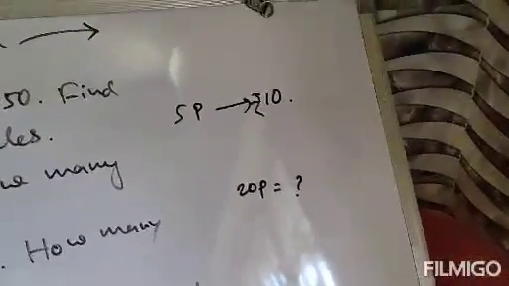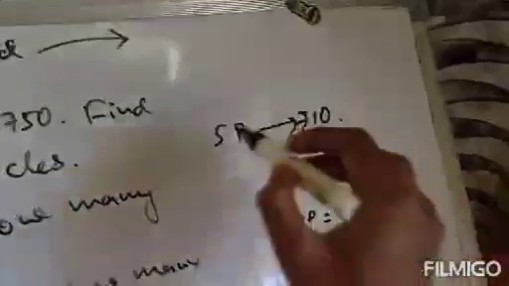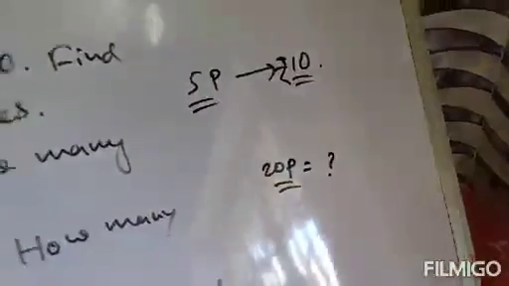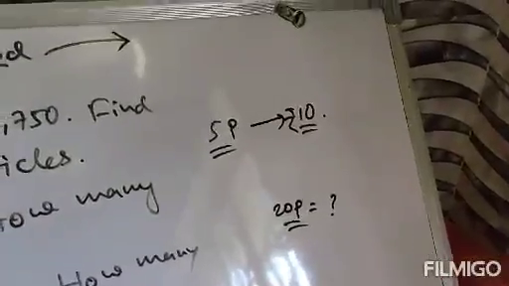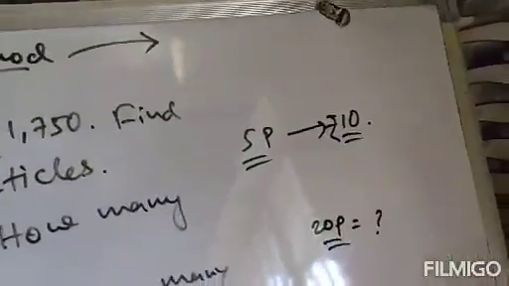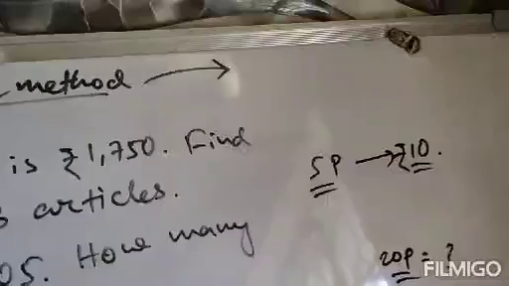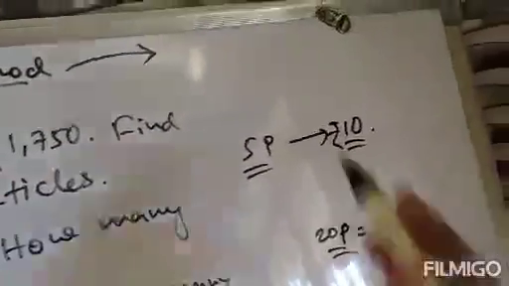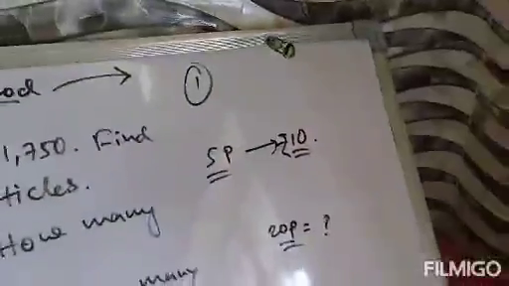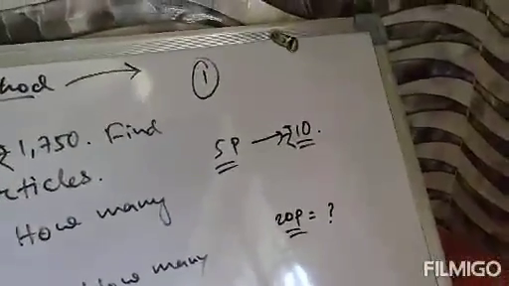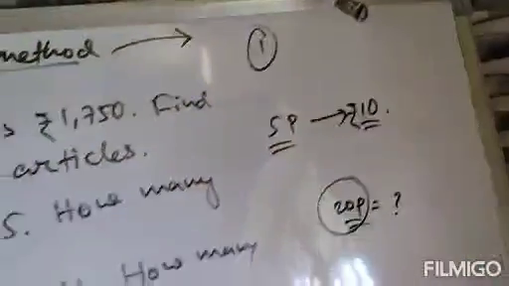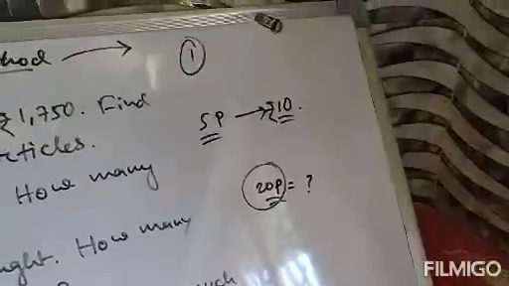So what will you do in the unitary method? First write: cost of 5 pens is rupees 10, and we have to find the cost of 20 pens. We will first calculate the cost of 1 pen, because in the unitary method we first calculate the value of a single unit, that means the value of 1, and then we calculate the required value, here the cost of 20 pens.